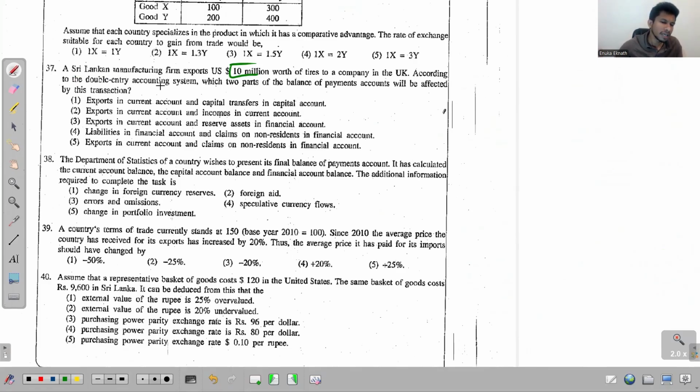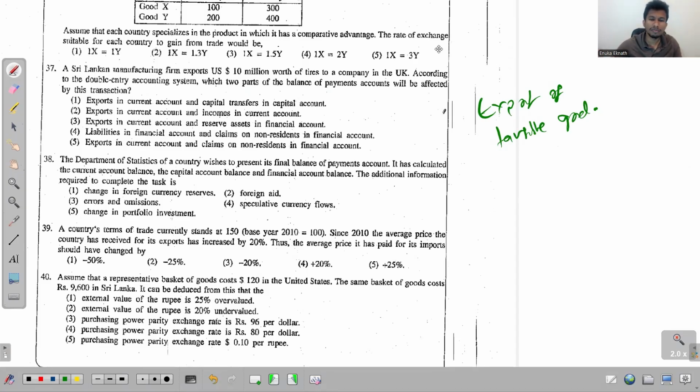According to the double entry accounting system, which two parts of the balance of payment accounts will be affected by this transaction? Okay, so this is just an export of tangible good. Let me quickly show you the balance of payment, then you can understand the affected accounts very easily.